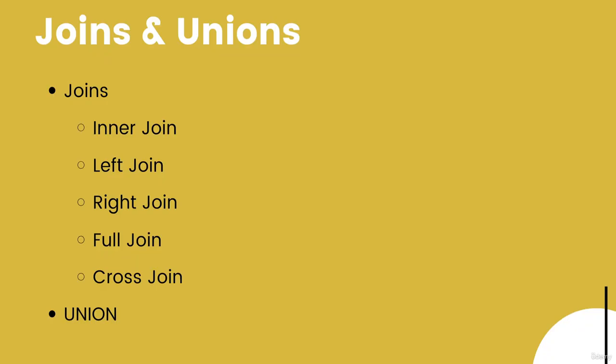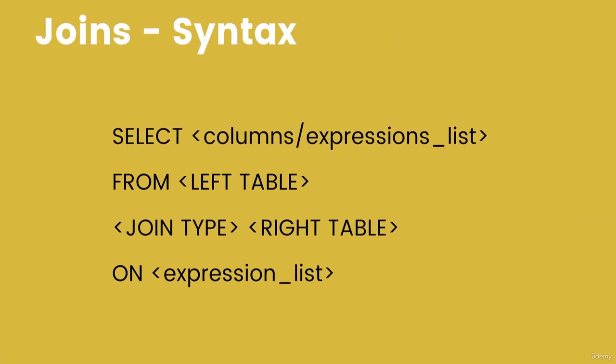To perform a join between two tables, we need at least one column which is common between these two tables, and this column is also known as the related column. This is the syntax for performing joins on two ClickHouse tables.